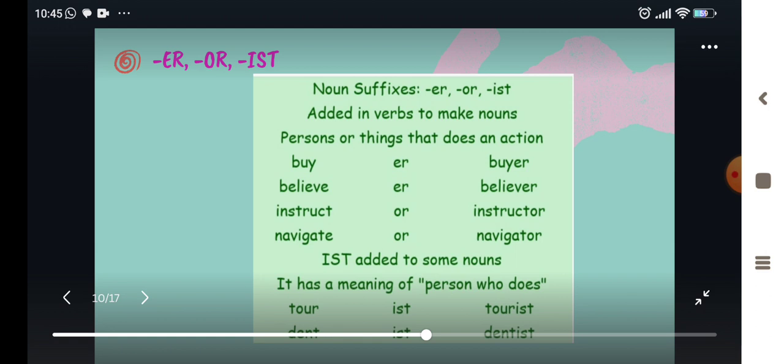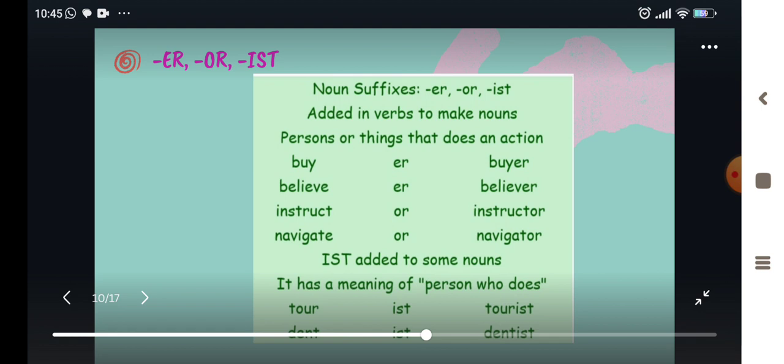It is also added to some nouns. It has a meaning of person who does. Tour plus ist, tourist. Dent plus ist, dentist. Okay, these are usually added at the end of some verbs, and these mean or indicate a person or thing that performs an action, and these form from verbs.